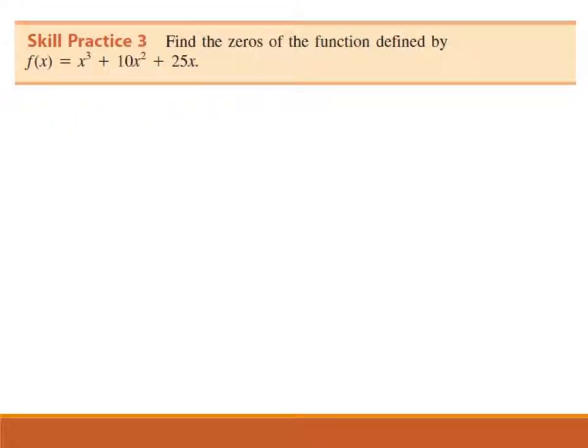Again, we want to have you try the next function. So find the zeros of the function defined by f of x is equal to x cubed plus 10x squared plus 25. So please pause your video and try this particular function on your own, and we'll get back to you and show you how this one works.